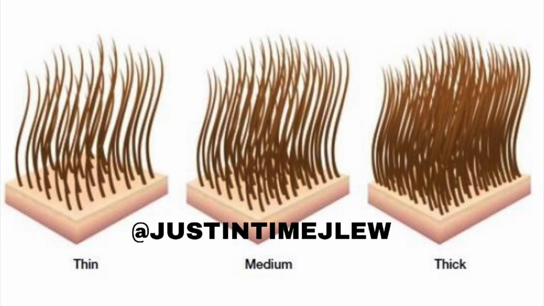Now, the next thing that we need to talk about is density. When it comes to density, there are 3 classifications of hair density, and it's simple. It basically determines how much hair you have on your head at a given time period. The first one is thin hair, the second one is normal hair, and the third one is thick hair.